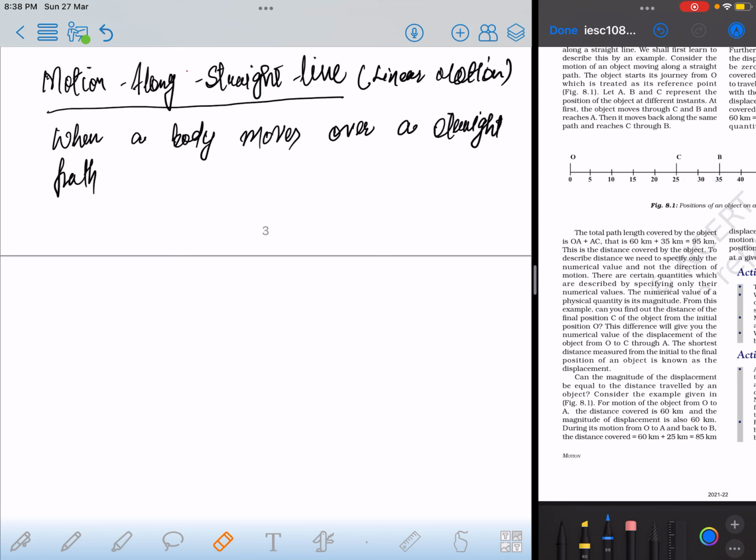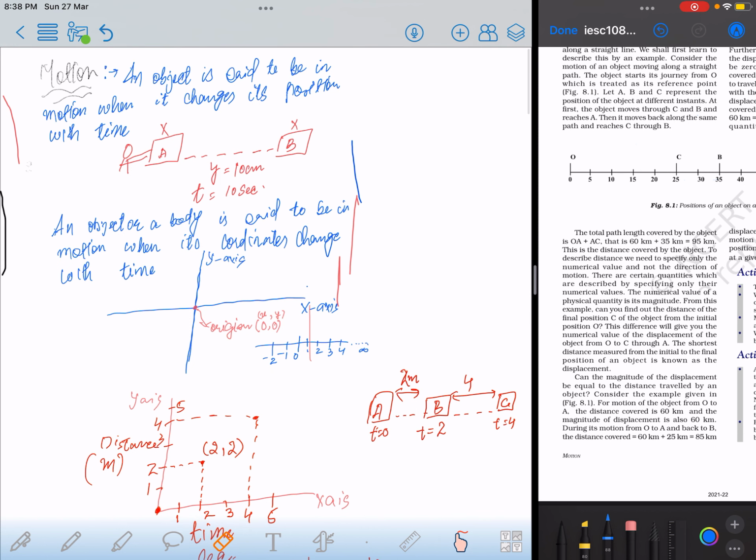In the previous lecture, we started a topic of class ninth physics, the very first chapter of the NCERT for physics, that is motion. We will make a little recap.